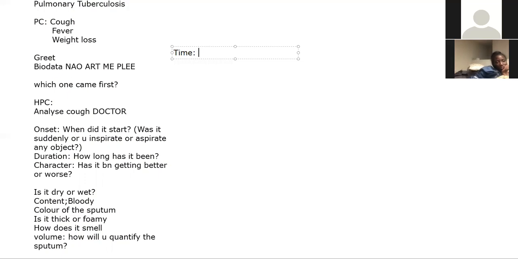You know, when you lie down to sleep, the sputum comes to the reflexogenic zone. And when you wake up, it irritates the reflexogenic zone, initiating the cough reflex. So that is why most people, when they wake up, maybe early in the morning, 5 o'clock, 4 o'clock, they start coughing. When they lie down and when they wake up, then they start coughing. So you want to know about the time of the cough.